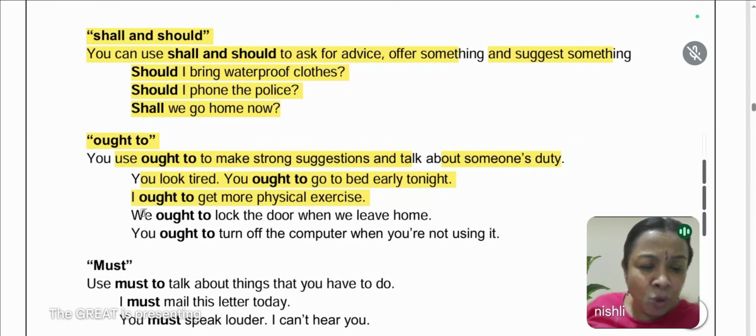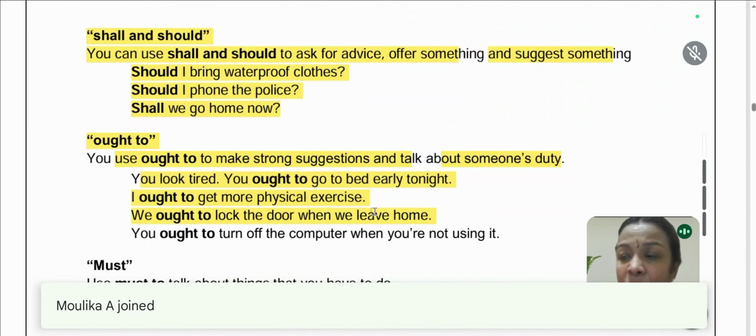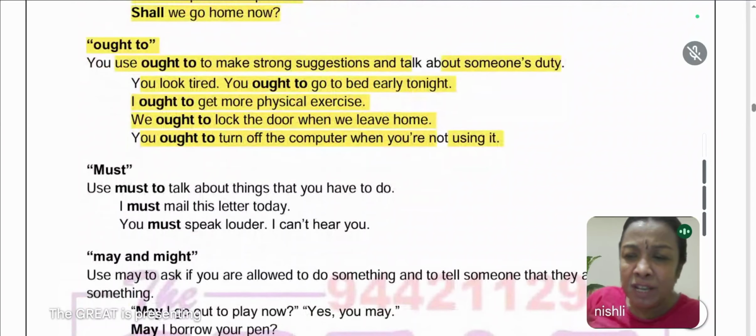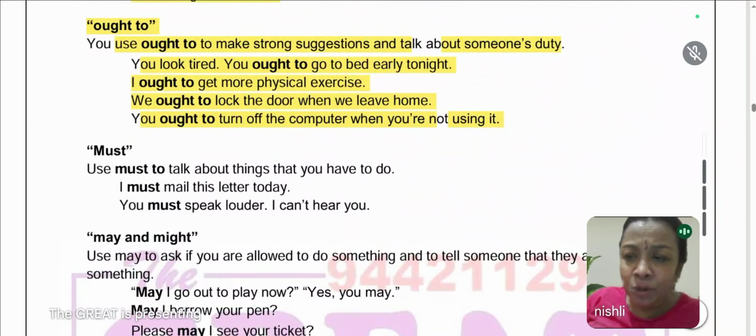We ought to lock the door when we leave home. So that too is like a command or something which you promise yourself. So when we leave the door and we go out, we ought to, we should. Again, it means should only. Okay, so it's a strong suggestion to keep yourself safe. See, here the main thing is safety. When you leave home, if you want to lock the front door, that is to keep yourself safe.